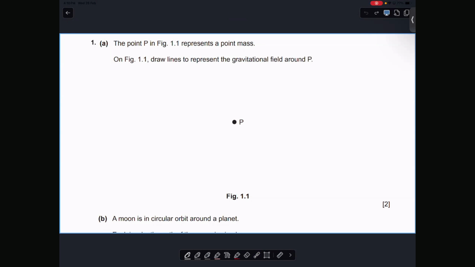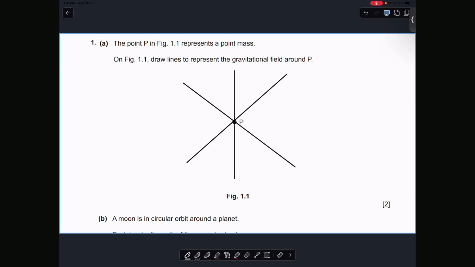Okay, it says number 1, the point P in figure 1.1 represents a point mass. On figure 1.1, draw lines to represent the gravitational field around point P. Right? Can you try it? What should it look like? There's a name to describe that. Radial. Okay. How many lines did you draw? 3. Yes, and then like that.